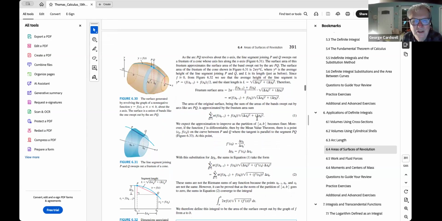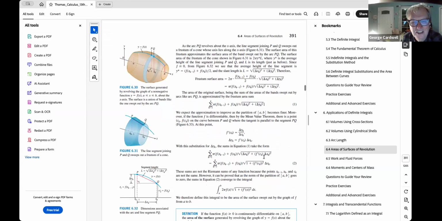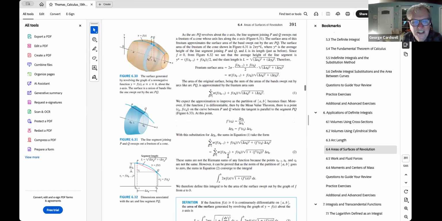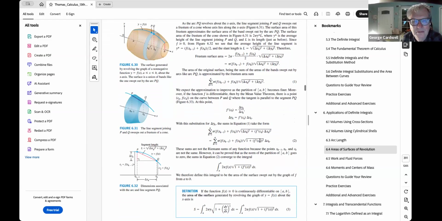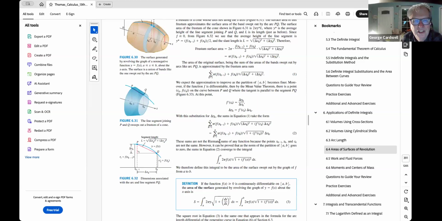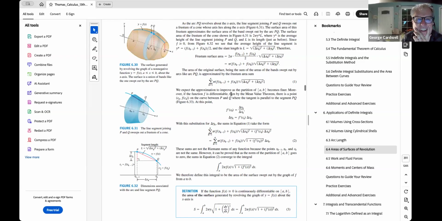He does the same thing as before, with f prime of c_k equal to delta y over delta x, so he puts that in for delta y_k. Now your summation looks like pi times this sum of f of x_{k-1} plus f of x_k, times the square root of 1 plus f prime squared. If he takes the limit as n goes to infinity, really he didn't need to cancel the 2. He should have kept it, but he's going to put it back here.